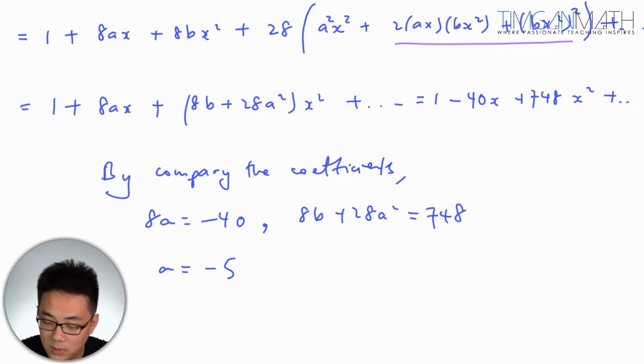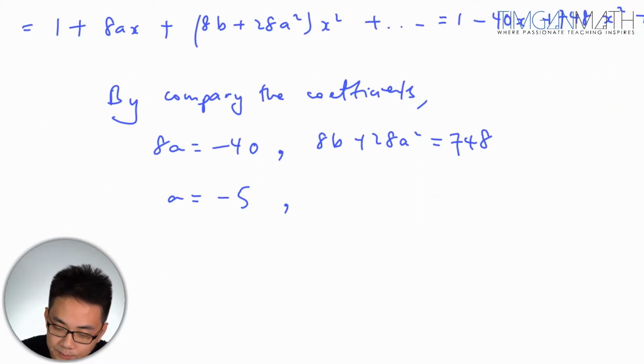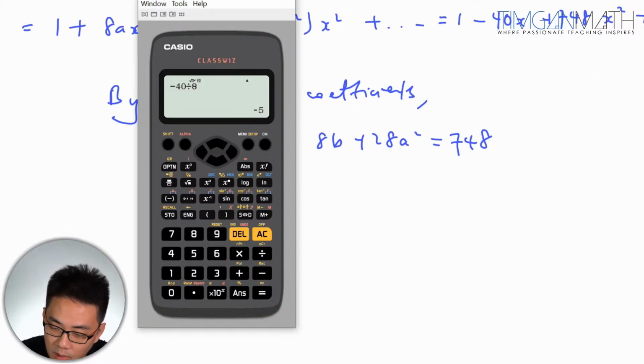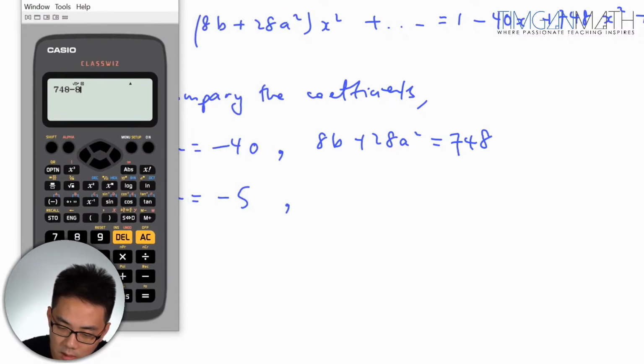Okay, so in this case here, once we're done, b equals 748 minus 28 times a squared, which is 25. Then divided by 8, that will be b equals 6.